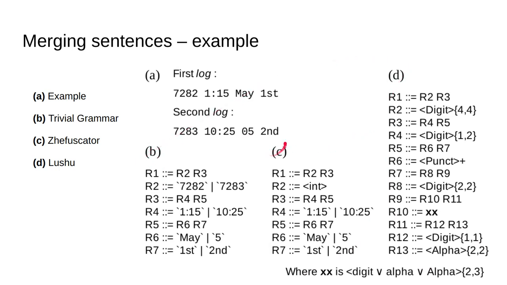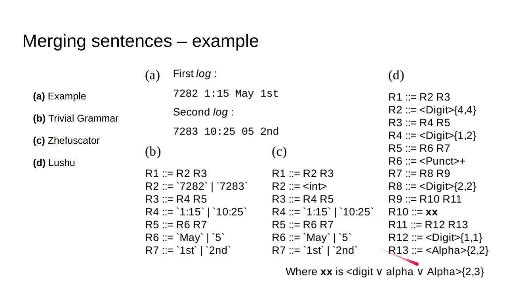Lushu and the predecessor tool did something in between where it was just able to merge the integer and floating point numbers into a common pattern. So for example, rule 2 here, instead of being both tokens, it's just going to be 1, which is the integer token. But as you can see in item D here, the Lushu grammar is much more expressive in terms of it tells us much more about what the logs actually are. And it's much more compact than the Zhefuscator grammar. We're going to talk about that later.